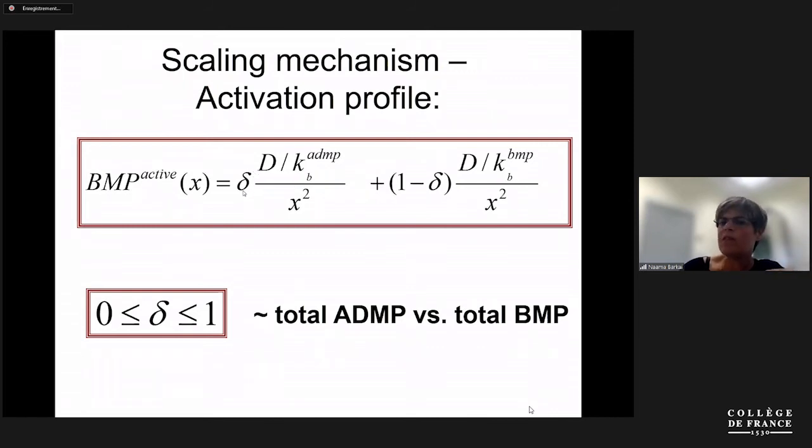We have a weighting parameter delta, which can go between 0 and 1, and it gives a weighted sum of two spatial gradients that decay like a power law, 1 over x to the power of 2. Now, why does it give us scaling? It gives us scaling because delta is not a free parameter, but is self-defined by the system. It's the relative abundance of two ligands, ADMP and BMP, and delta is self-defined by the dynamics of the system.